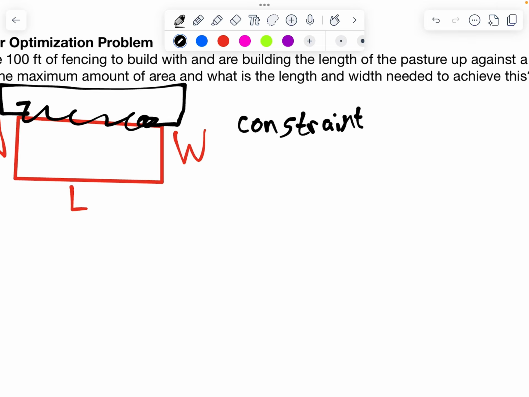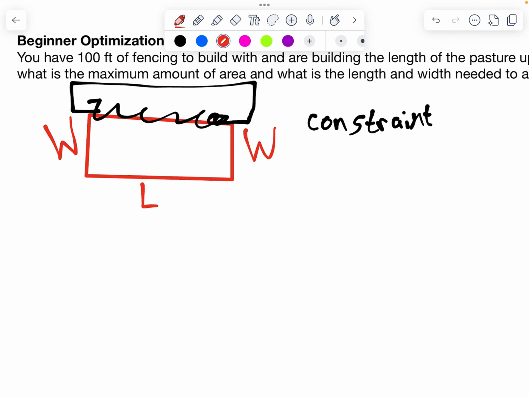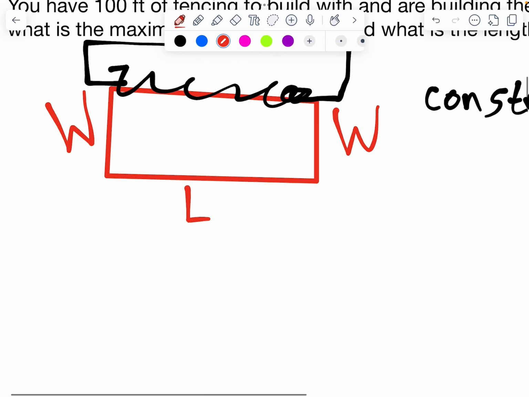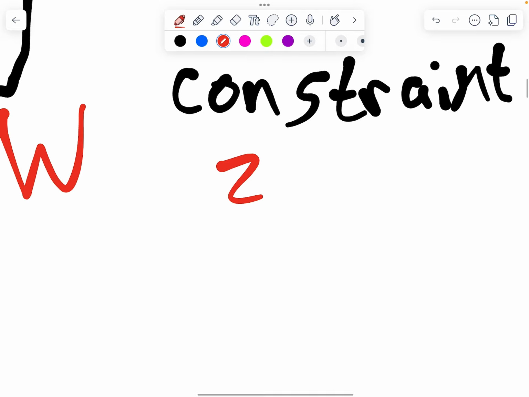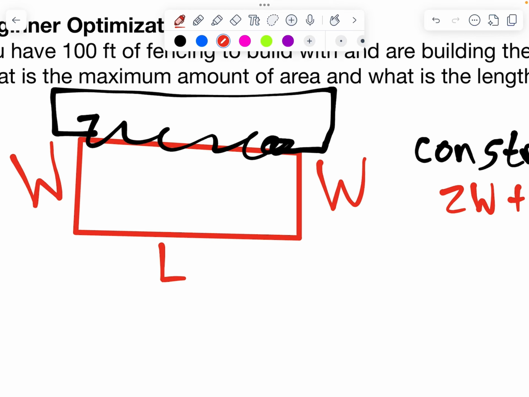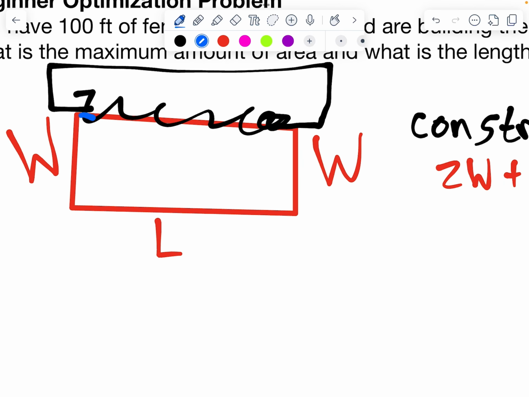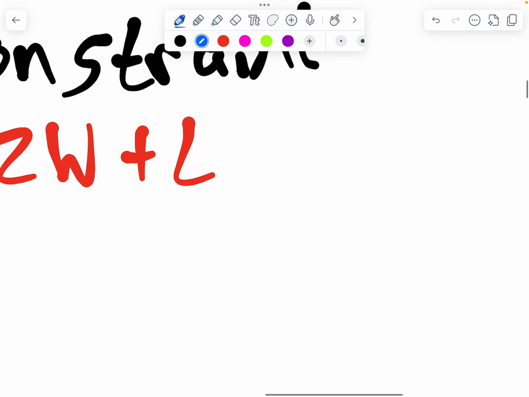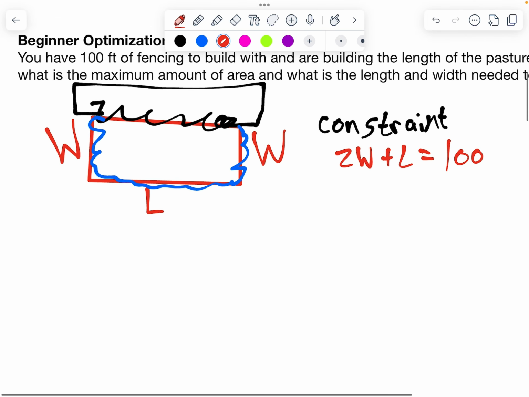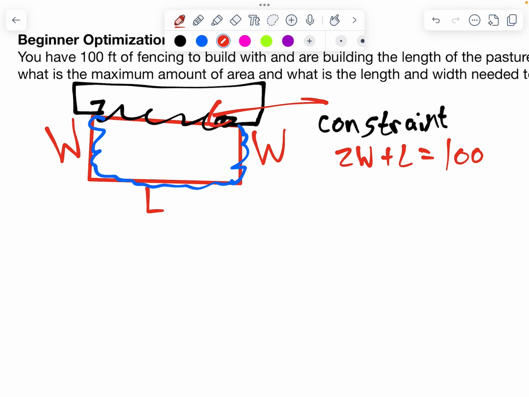For this area, so our constraint will be, so we know that area is going to be, well, before we get to that, our constraint is going to be 2W, so 2 times width plus L, and then we know that we only have 100 feet of fencing, so we can only use 100 feet of fencing out here along this. So that width plus that length must be equal to 100. We can just ignore units for now because we do not need any fencing right here.